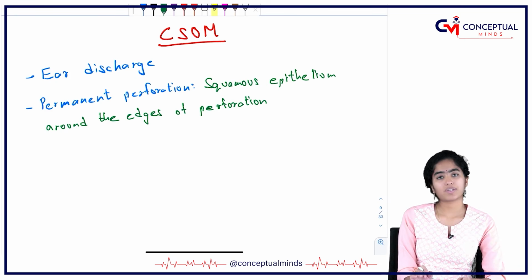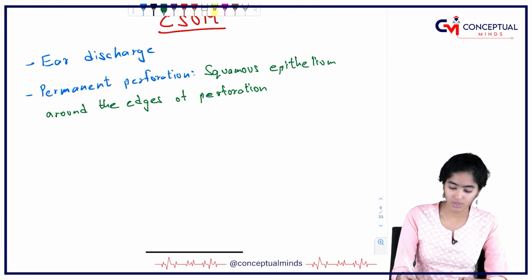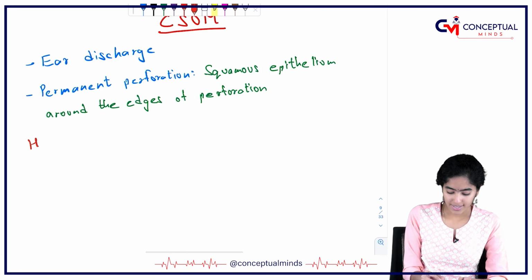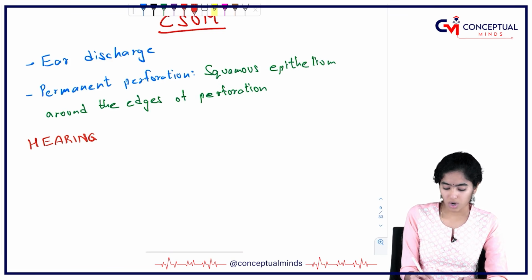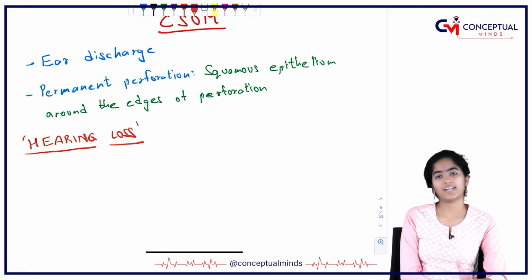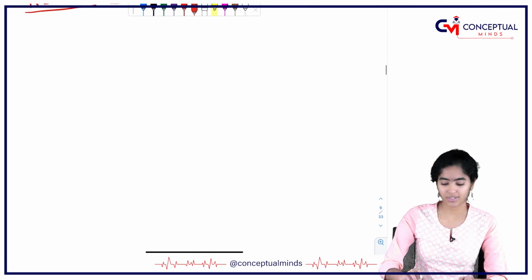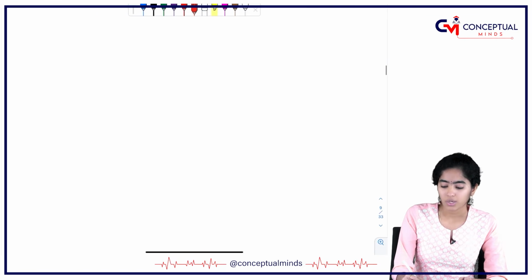And CSOM is one of the very important reasons for hearing loss. CSOM is, I can say, the most important cause for hearing loss in patients, and that makes this disease clinically very important to us. Now, chronic suppurative otitis media can be divided into two important types, and this classification is very much essential to understand the nature of the disease.